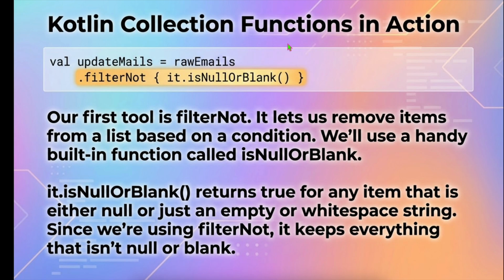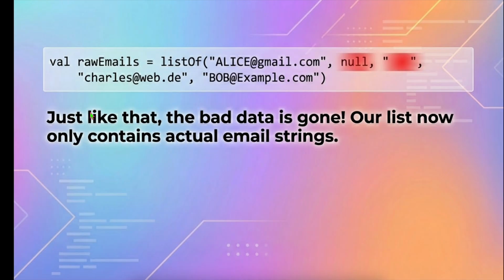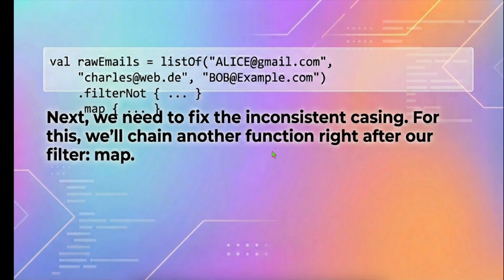Our first tool is filterNot. It lets us remove items from a list based on a condition. We will use a handy built-in function called isNullOrBlank. isNullOrBlank returns true for any item that is either null or just an empty or whitespace string. Since we are using filterNot, it keeps everything that isn't null or blank. Just like that, the bad data is gone. Our list now only contains actual email strings.